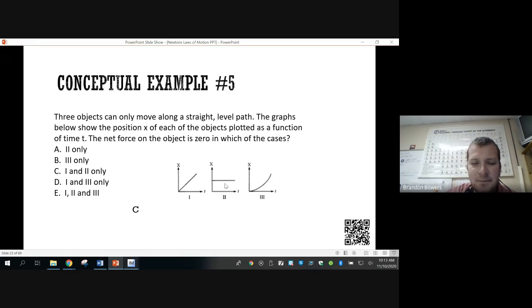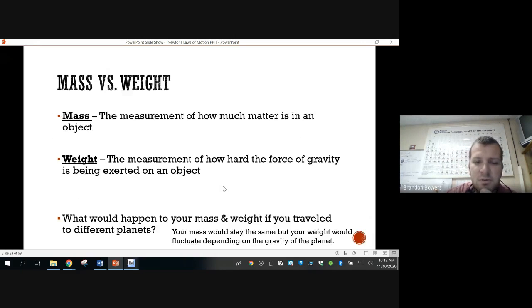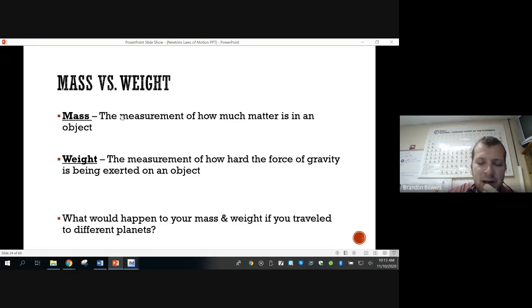To finish off today's notes, we're going to analyze mass and weight. Mass is the amount of matter, and weight is the measurement of force due to gravity. Those are the 2 differences. Now, what would happen to your mass and weight if you traveled on different planets? Mass would stay the same. Weight would change due to gravity.